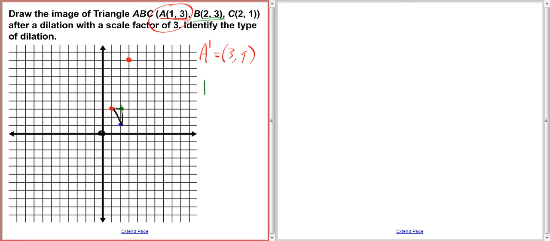B, the new B, B prime, we take this and multiply it by 3: 6, 9. So 1, 2, 3, 4, 5, 6, 9 right here. And then C is 2, 1, so C prime is going to be 6, 3. So 1, 2, 3, 4, 5, 6, 3. And this is our new figure, and it is dilated by a scale factor of 3.